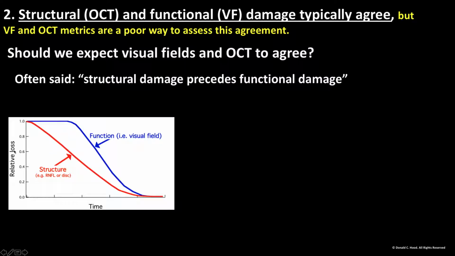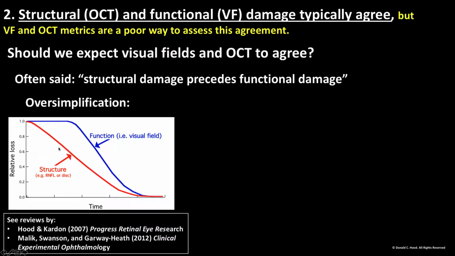Well, this is relative loss, sensitivity, let's say, or retinal nerve fiber layer thinning, and this is over time, and it's meant to capture the belief that, and in some cases data, depending on the metric used, that while visual field function may not be changing, structure is changing. This is a gross oversimplification. And if you want to hear the details of the argument, you can read a review that Randy Carden and I wrote in 2007, or a review by Malik, Bill Swanson, and Ted Gower-Heath.